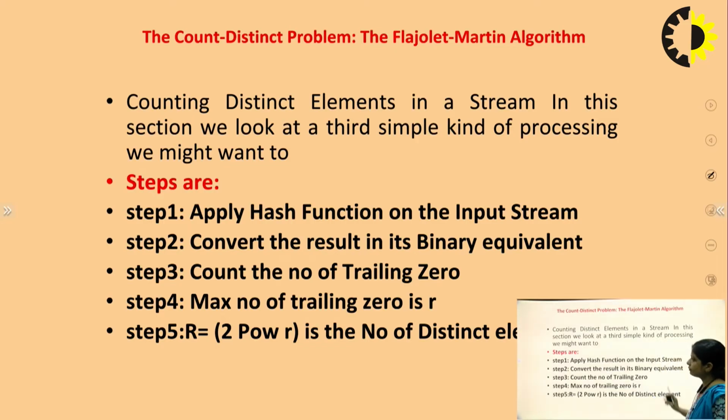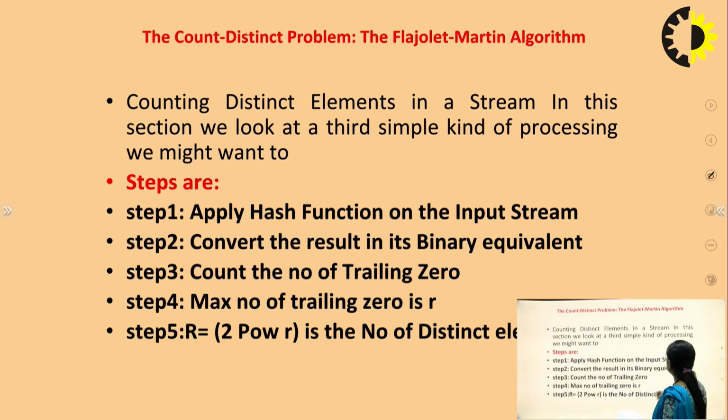So, first of all, we'll see what the algorithm is. Then we will be discussing one example, right? The count distinct problem, and the Flajolet-Martin algorithm is the algorithm which falls into that particular category. The steps are: apply a hash function on the input stream, whatever input stream is given to us. Then convert the result into its binary equivalent, right? Then we have to count the number of trailing zeros in the binary equivalent.